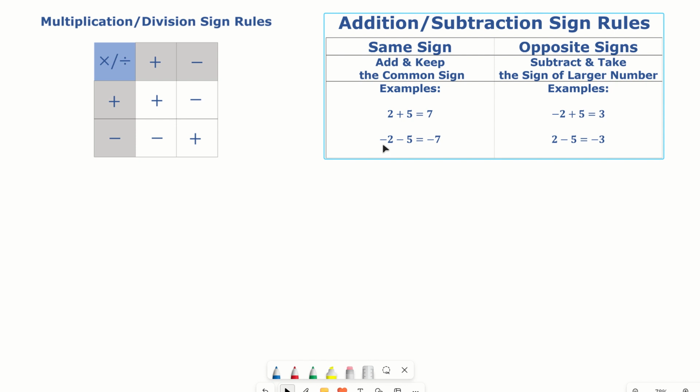Notice here it's very similar. They're both negative, and they're being combined. We go ahead and add the 5 and the 2, which gives us 7, and we keep the common sign, which is negative. So here you can think of having $2 in your bank account, adding 5 more, so now you have 7. Now, let's say you've become overdrawn by $2 and you write a check for $5. So now how much is your balance going to be? Negative 7, right?